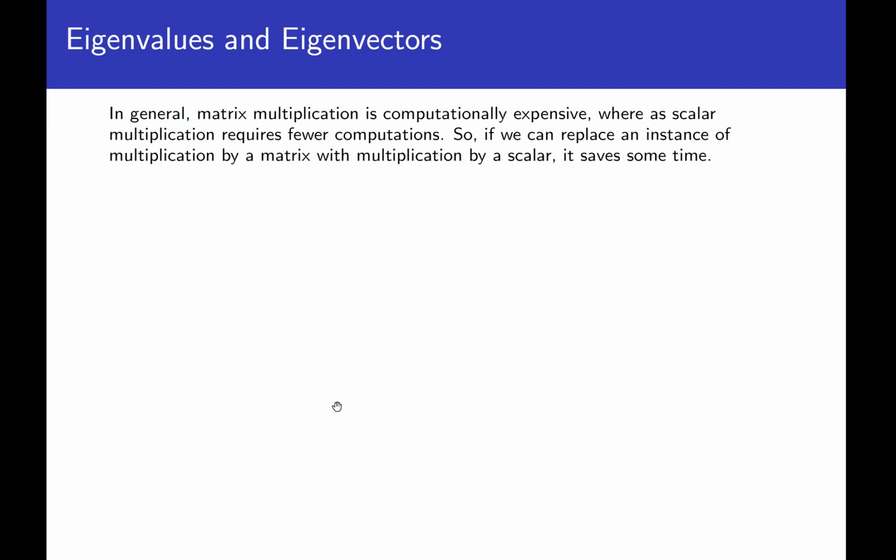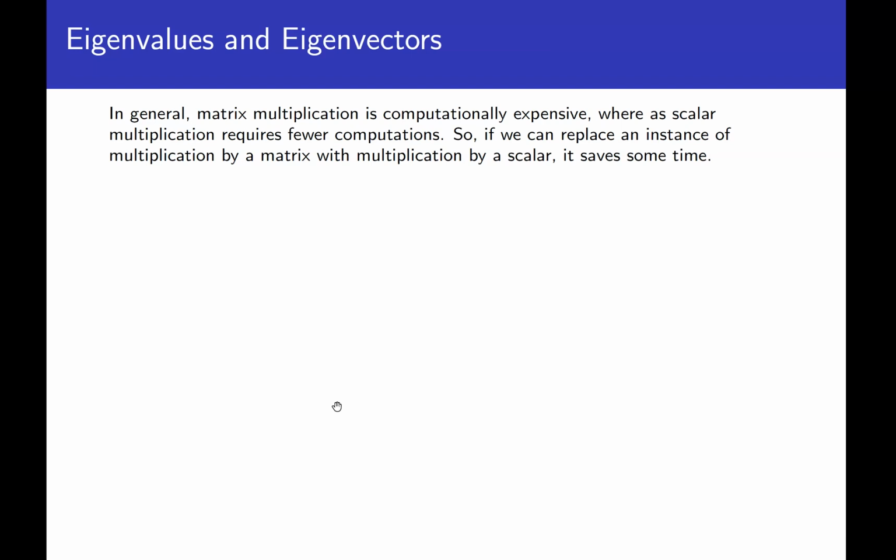So in general, as we've probably already noticed, matrix multiplication is computationally expensive, especially if you have large matrices where you have to do lots of products of entries and adding them all up together and doing that several times over and over again. However, a scalar multiplication requires fewer computations because you have to take just that one scalar and multiply by all of the entries in a matrix.